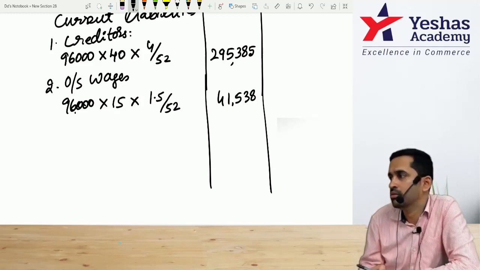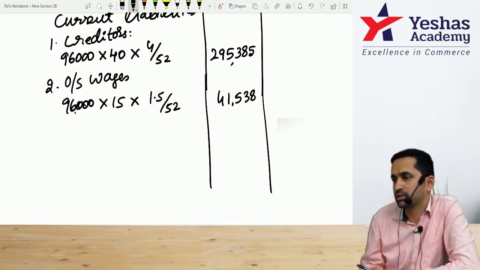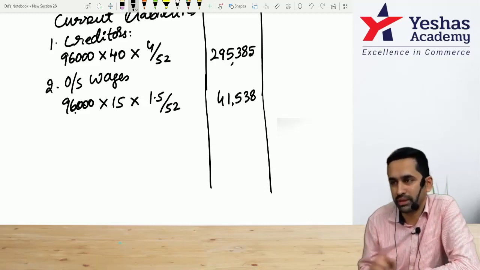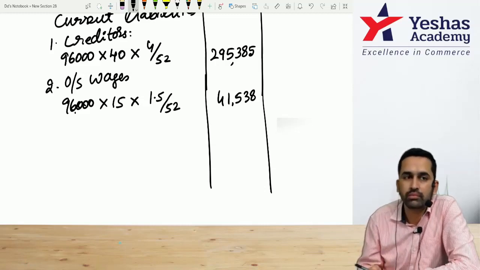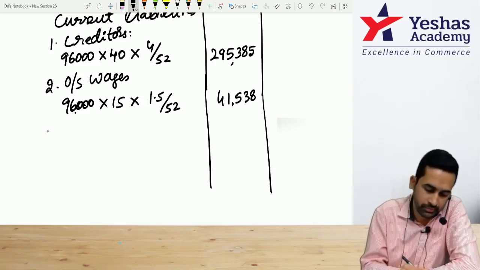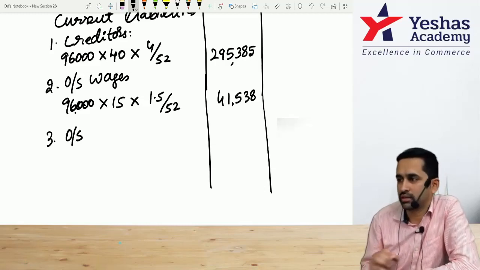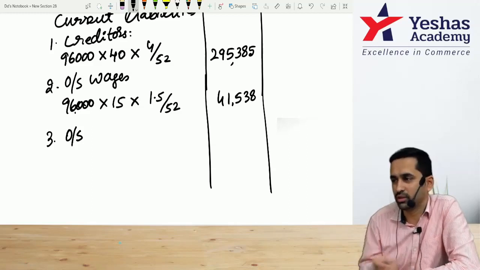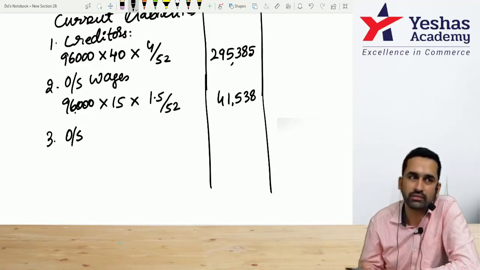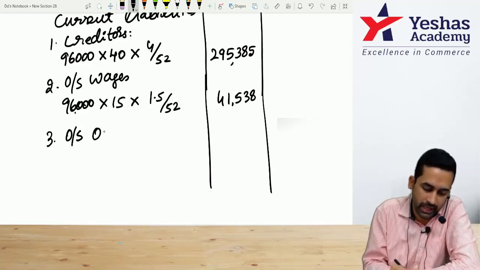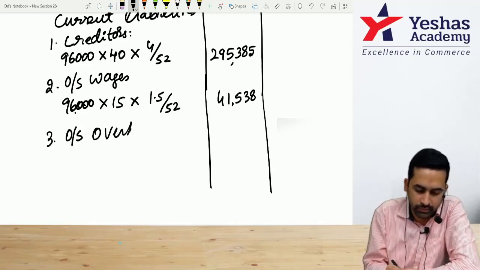538. Which means this much of employees' money is with me. Correct? I know what you're thinking, but let's not say that. If everyone is gone like this, what is left out finally? Right? Outstanding expenses or overheads.